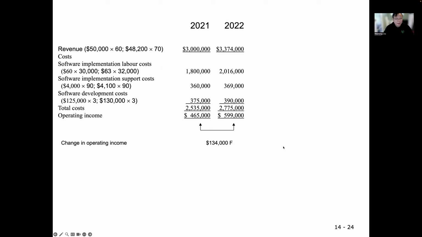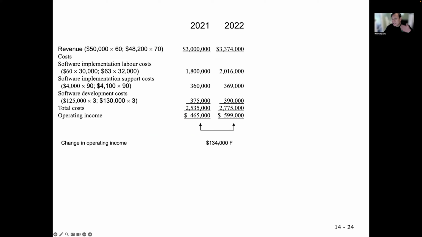So basically, I have a company. You have comparative figures between two years, 2021 and 2022. In this example, we can see the operating income has increased by $134,000. So we say this is a favorable variance. We want to understand what caused this increase in the operating income, right?